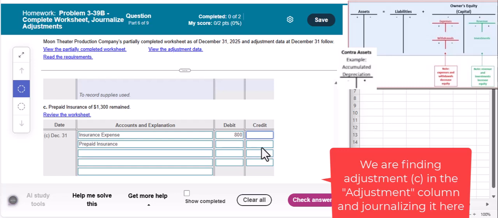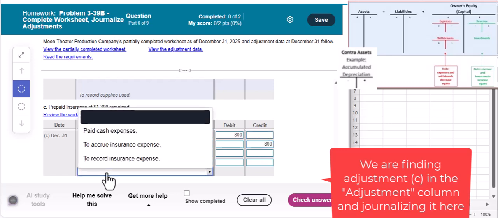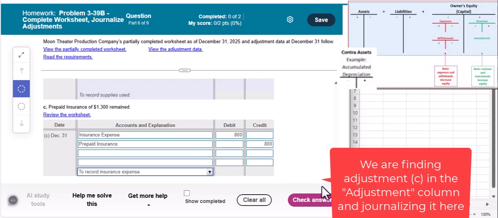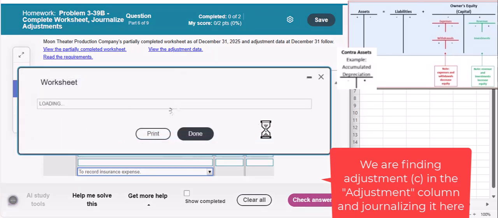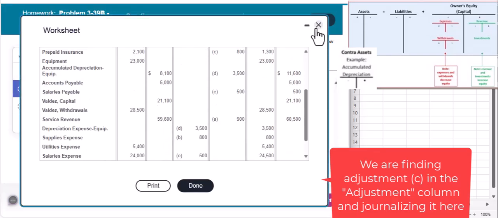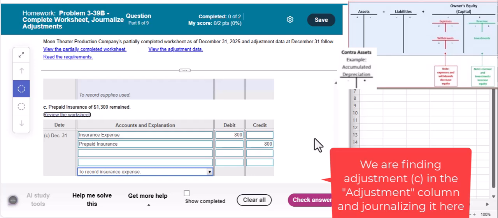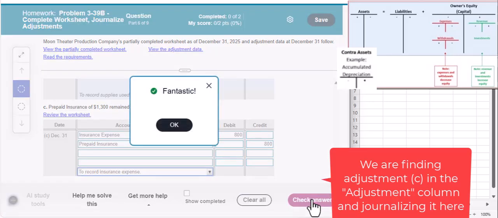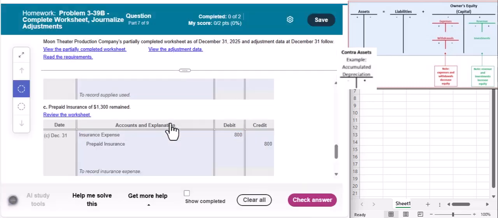And we will click in here. And then we have to record insurance expense. So we'll check our answer there. And just a quick note, if you decide to use the review the worksheet option here, it'll allow you to see everything that we input up above. However, this is not available on the test, so you will have to scroll back up and down. So let's go ahead and check our answer. Fantastic. We love it.